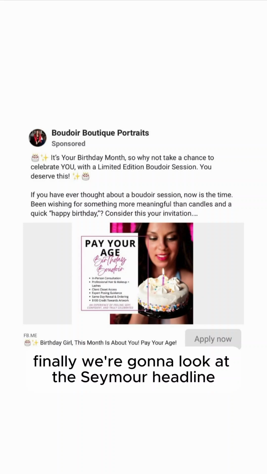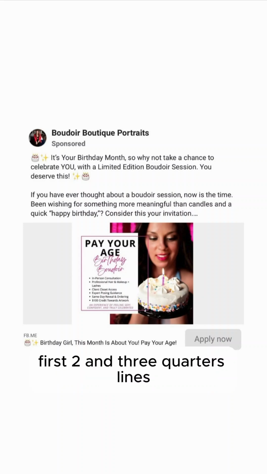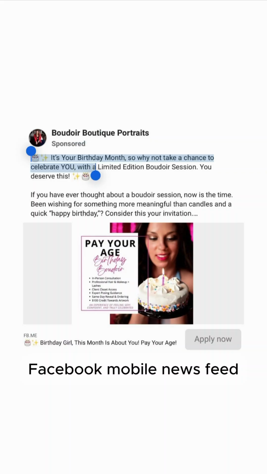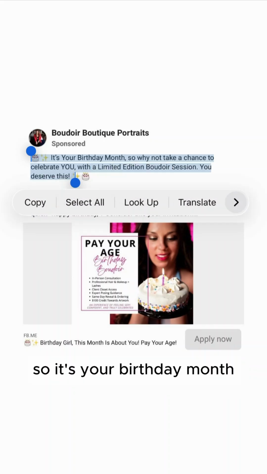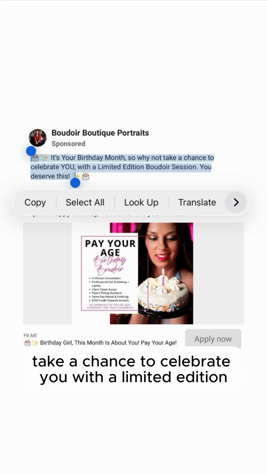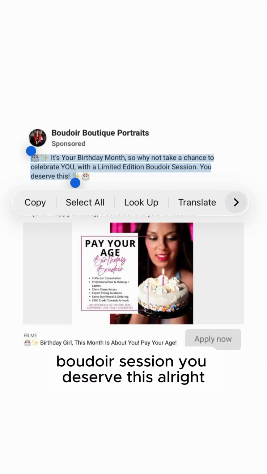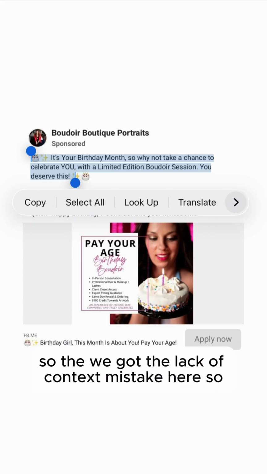Finally, we're going to look at the See More headline, first 2 3/4 lines, Facebook mobile news feed. So we're using 2 1/4 lines here. It's your birthday month, so why not take a chance to celebrate you with a limited edition Boudoir session? You deserve this. All right, so we got the lack of context mistake here.